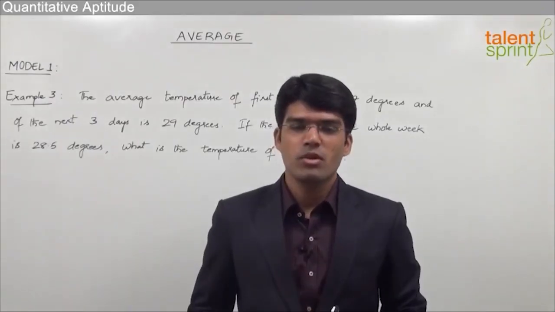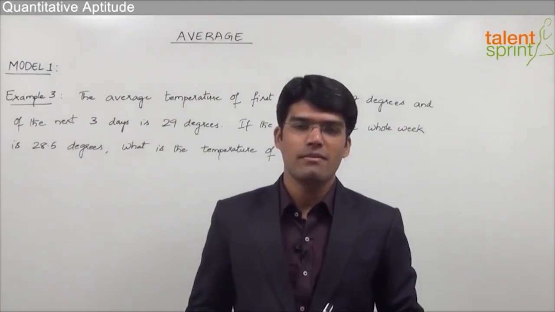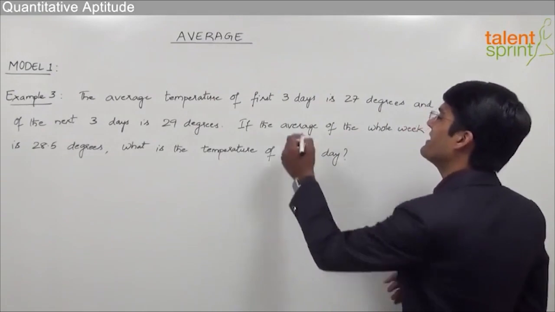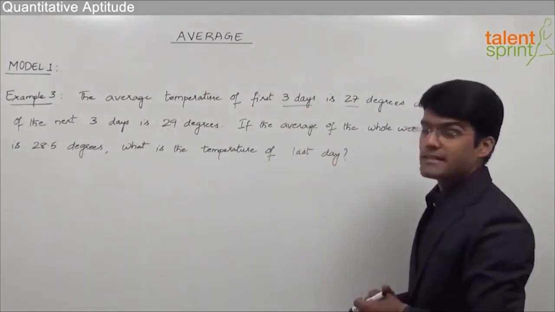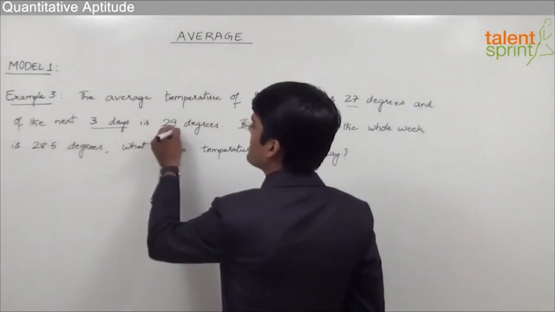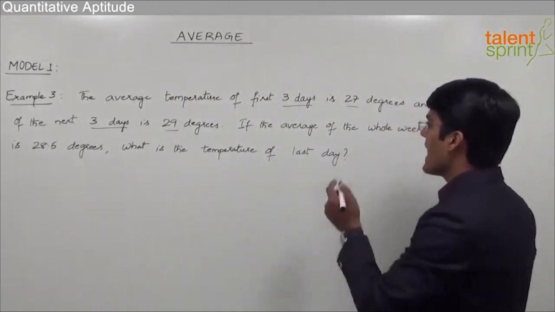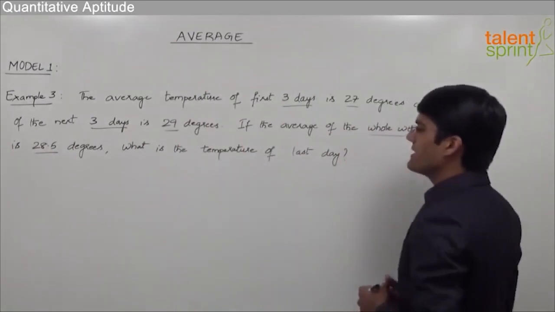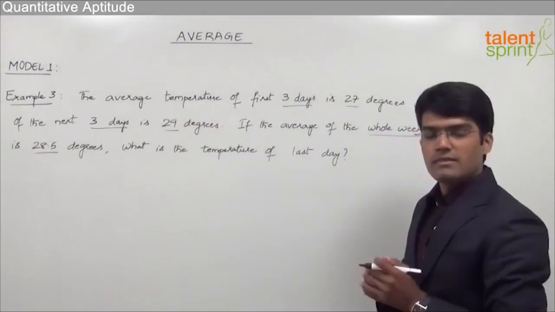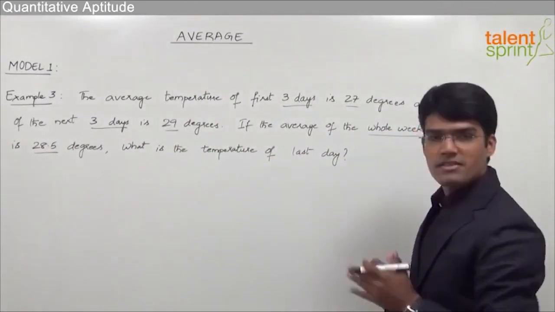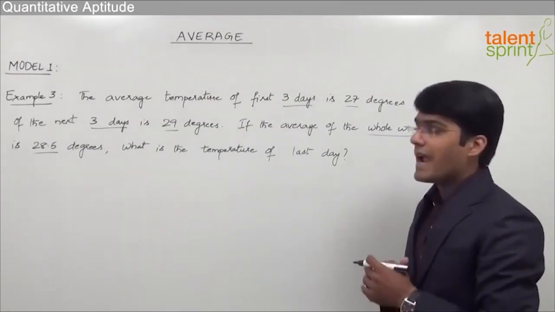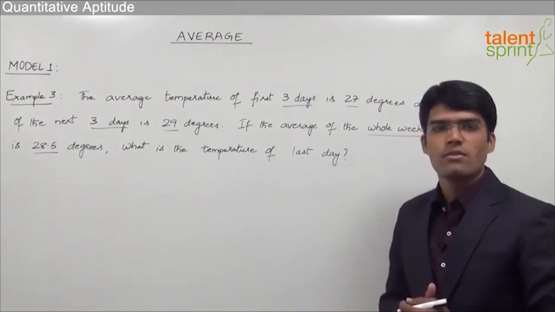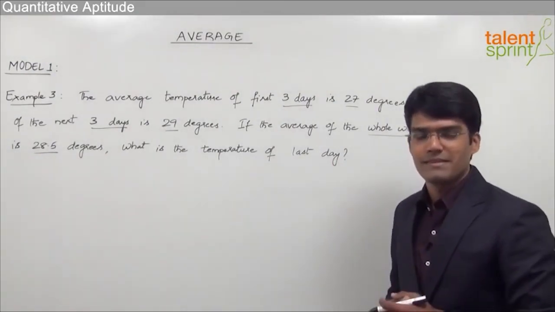Let us now discuss one more example based on the basic idea of average. The question here is: average temperature of first 3 days is 27 degrees and next 3 days is 29 degrees. If the average of the whole week is 28.5 degrees, what is the temperature of the last day? So here, we can see that the average temperature of the first 3 days, the next 3 days, and the average of the whole week is given to us. And from that, we are supposed to find out the temperature of the last day.